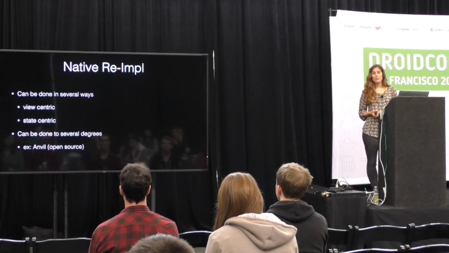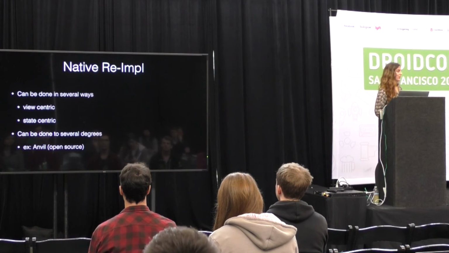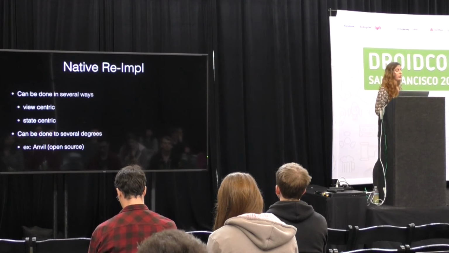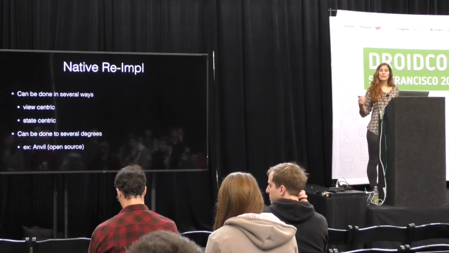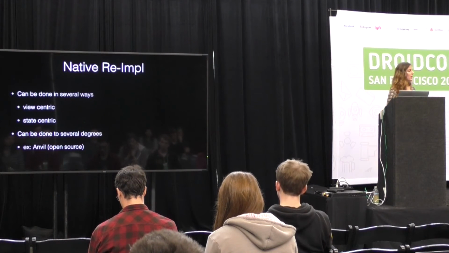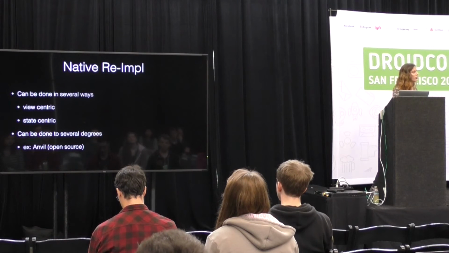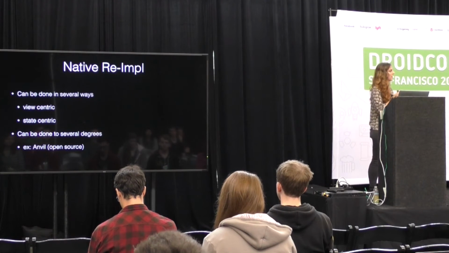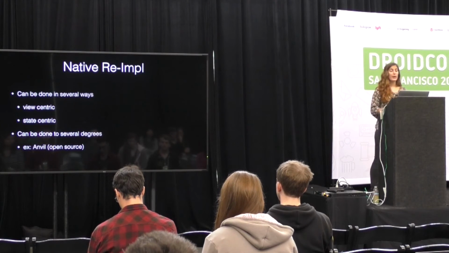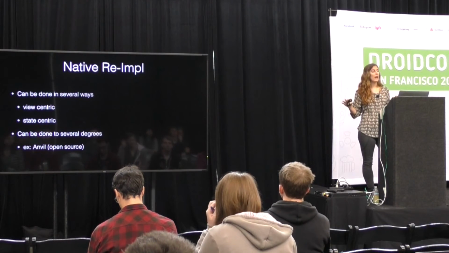Now, native reimplementation, spoiler alert, this is what the example is going to be, so I bias myself towards this, but it can be done in several ways. You can focus on the view, or you can focus on the state, and it can be done to several degrees in that the example that you're going to see shortly, it tiptoes in. We took problems that we saw and we replaced those specific areas of our code, but you can also do this idea where from the ground up your entire app is reactive.